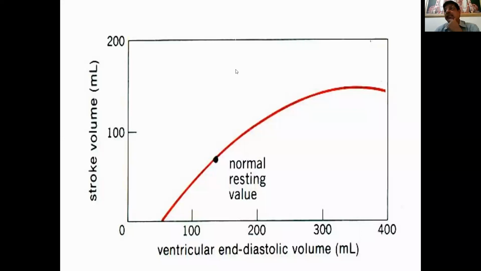So in the last class, we completed our discussion on the heterometric regulation of cardiac output. And we saw that for the heterometric regulation of cardiac output, ultimately, it is the end diastolic volume which is important. And more important than end diastolic volume is what determines the end diastolic volume. What determines the end diastolic volume? Venous return. So what are the factors which influence the venous return?